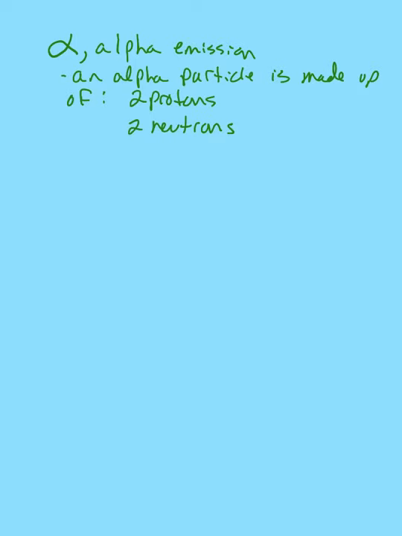Because remember, the protons is what makes an element an element. If it only has 1 proton, then it's hydrogen. If it has 2 protons, it's helium. That's what makes it what it is. So an alpha particle is a helium nucleus.